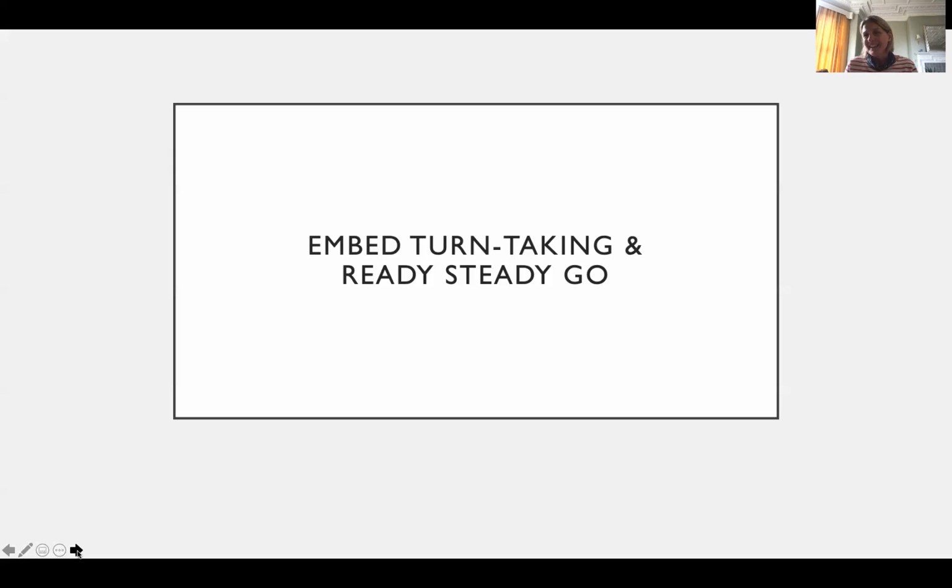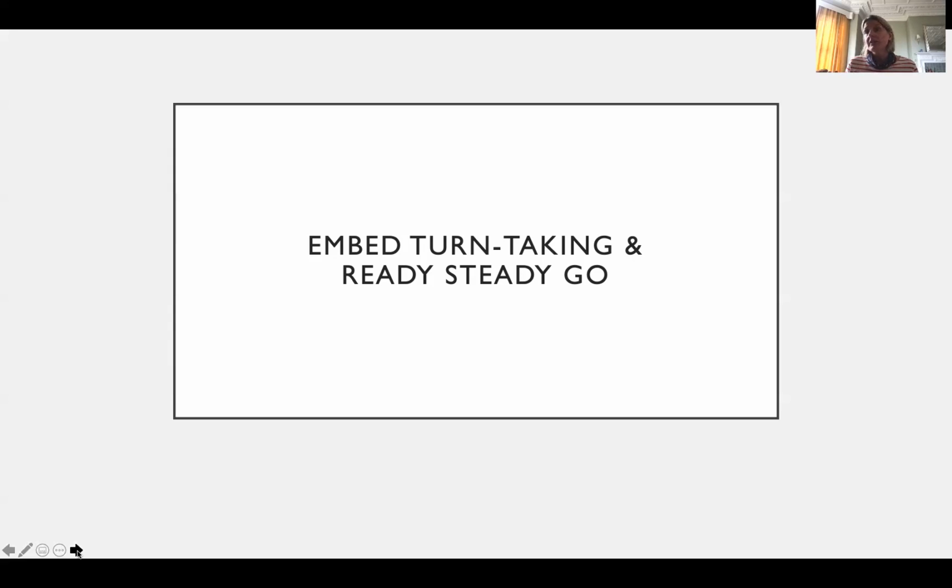Another thing that I can do, as well as walking around with my wand of bubbles in my pocket, is think about embedding turn taking into my environment and into my provision. And you all will have lots of opportunities there already. For those of you who use Launchpad, I am now talking about the child taking turns with a simple resource on a one-to-one with an adult.